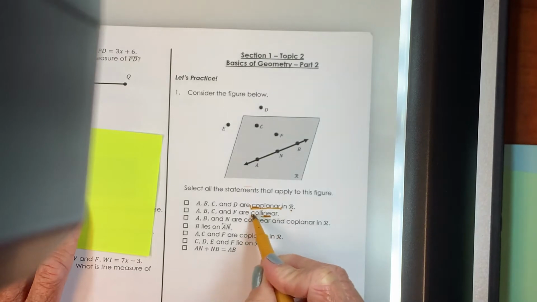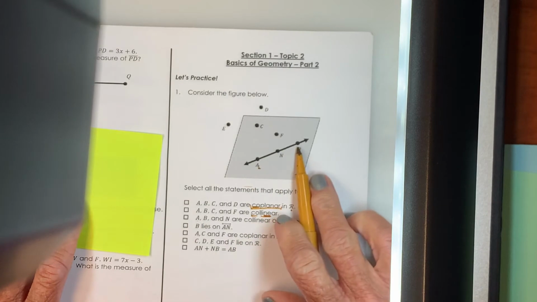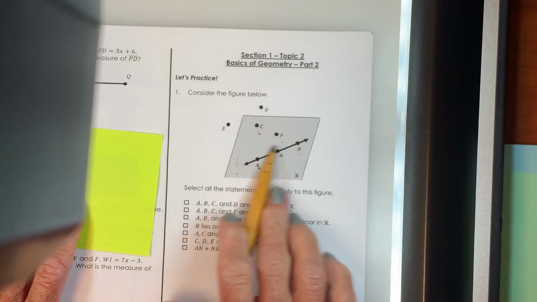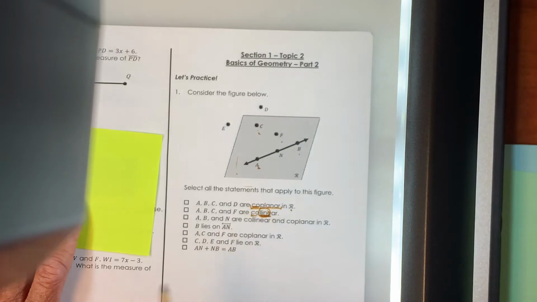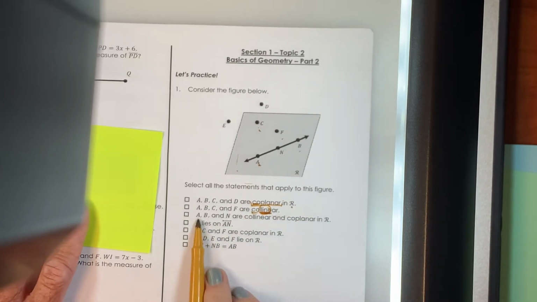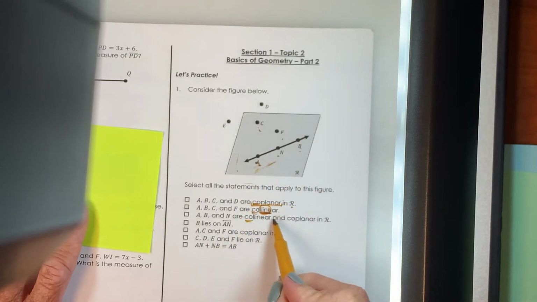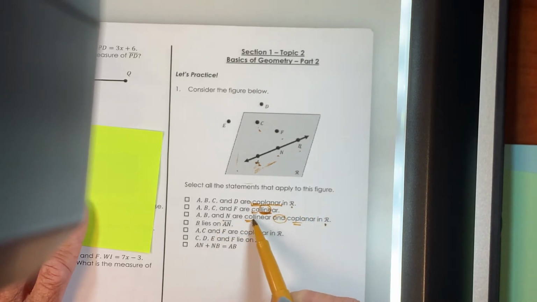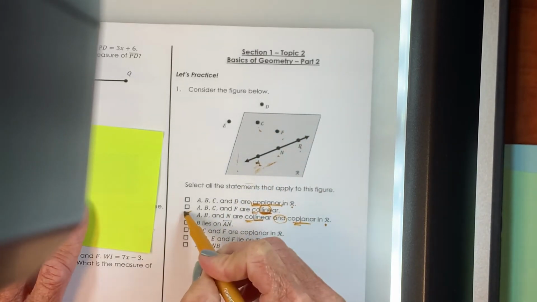Collinear means they're going to be together on the same line. So do we find points A, B, C, and F on the same line? No, they're all in the same plane. They're coplanar, but they are not collinear, so we cannot check that. A, B, and N are collinear and coplanar in plane R. So first of all, do we find them on the same line? Yes. And do we find them all in the same plane? Yes. So this is the first one that we'll be able to check.